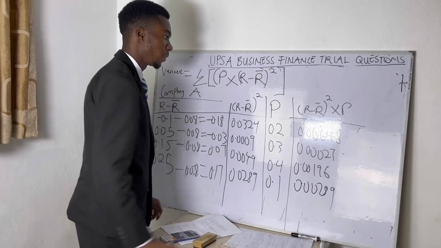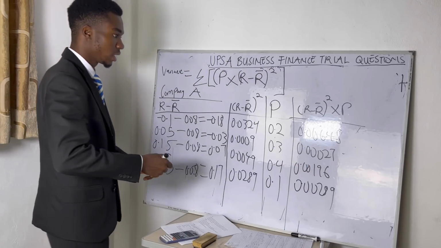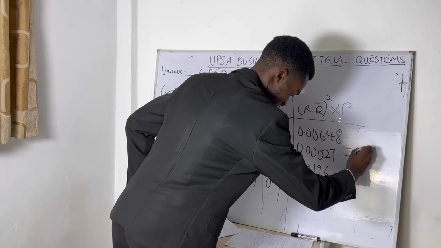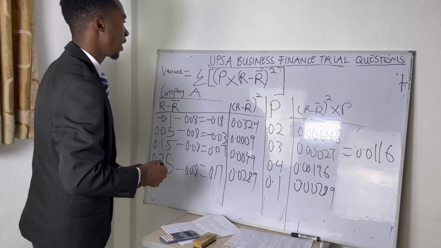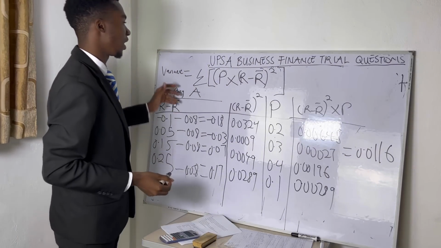So we add all of them. And when we add it, you are supposed to get 0.0116. So that's the summation of it, and that is our variance.